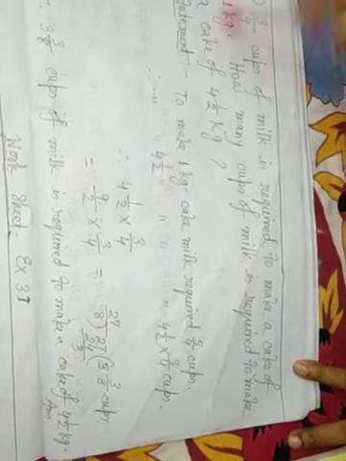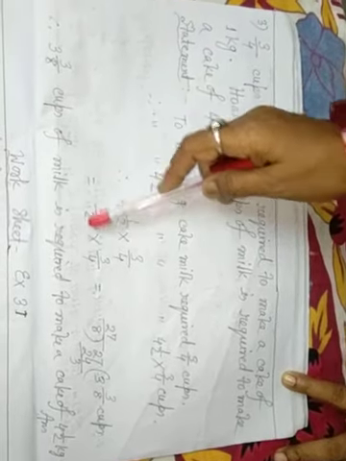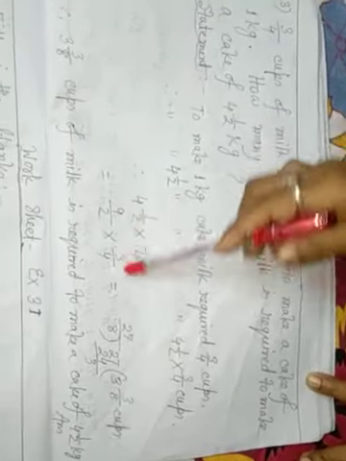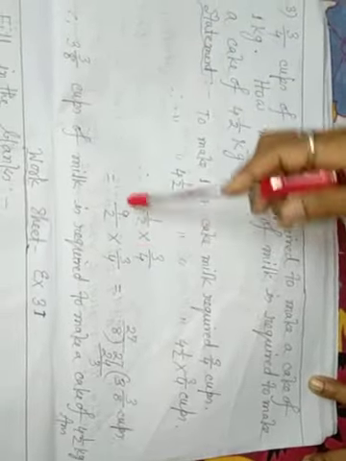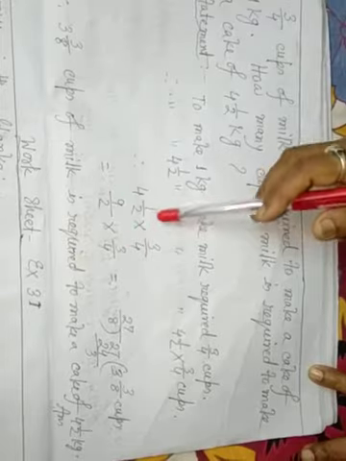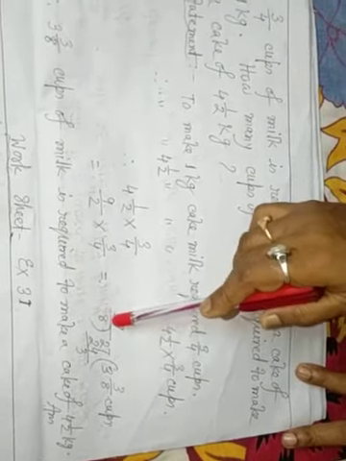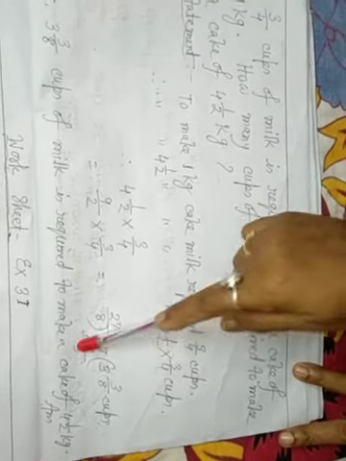Statement. To make 1 kg cake, milk required is 3 by 4 cups. To make 1 by 2 kg cake, milk required is 1 by 2 into 3 by 4 cups. So 1 by 2 into 3 by 4. 9 into 3, 27, 4 into 2, 8. Cross multiplication is not possible. So 27 by 8. 8 into 3 is 24, 3 by 8 cups. So 3 by 8 cups of milk is required to make a cake of 1 by 2 kg.